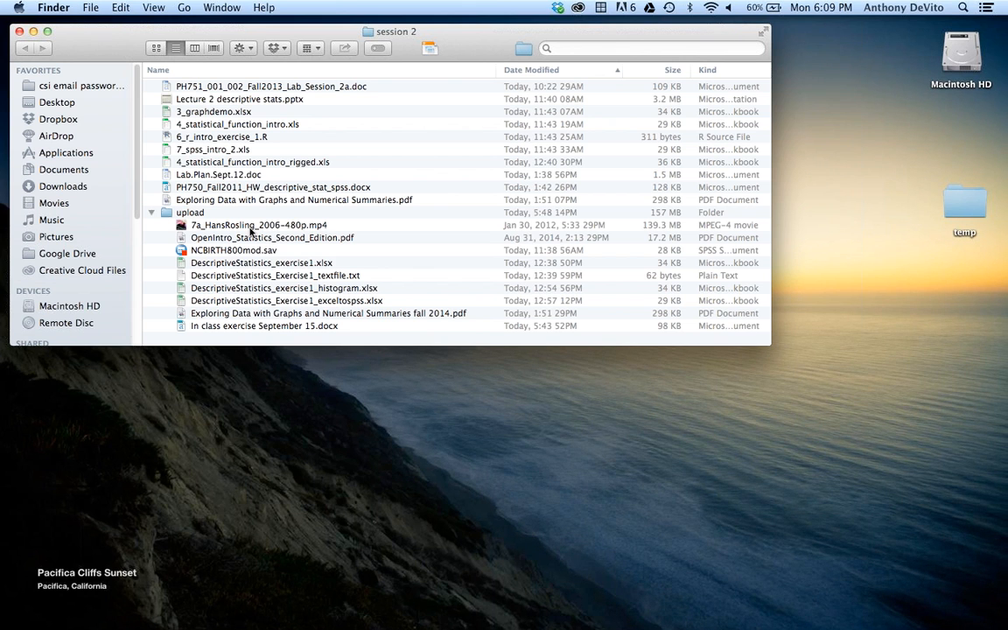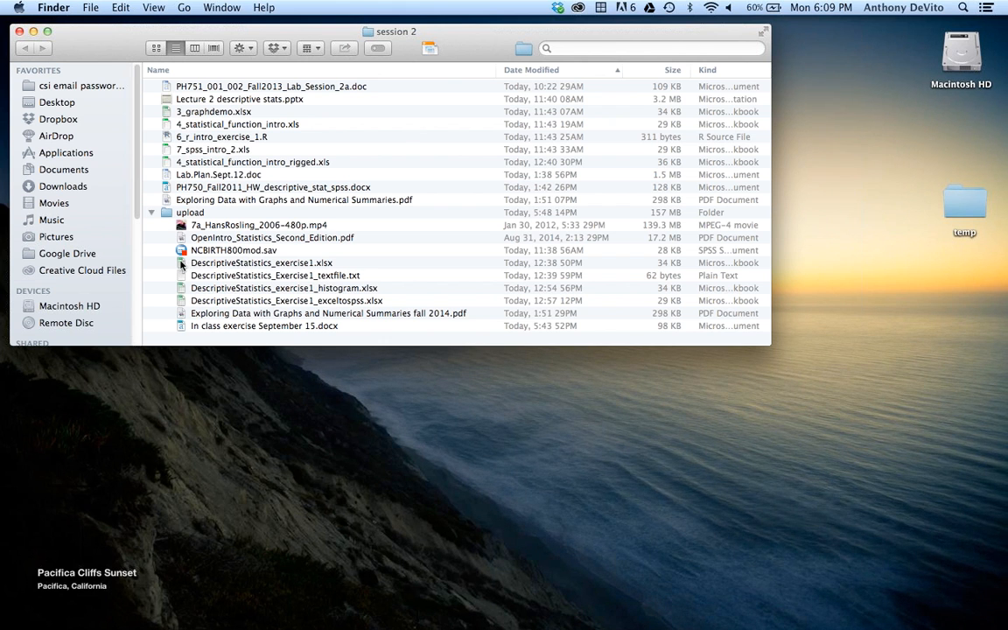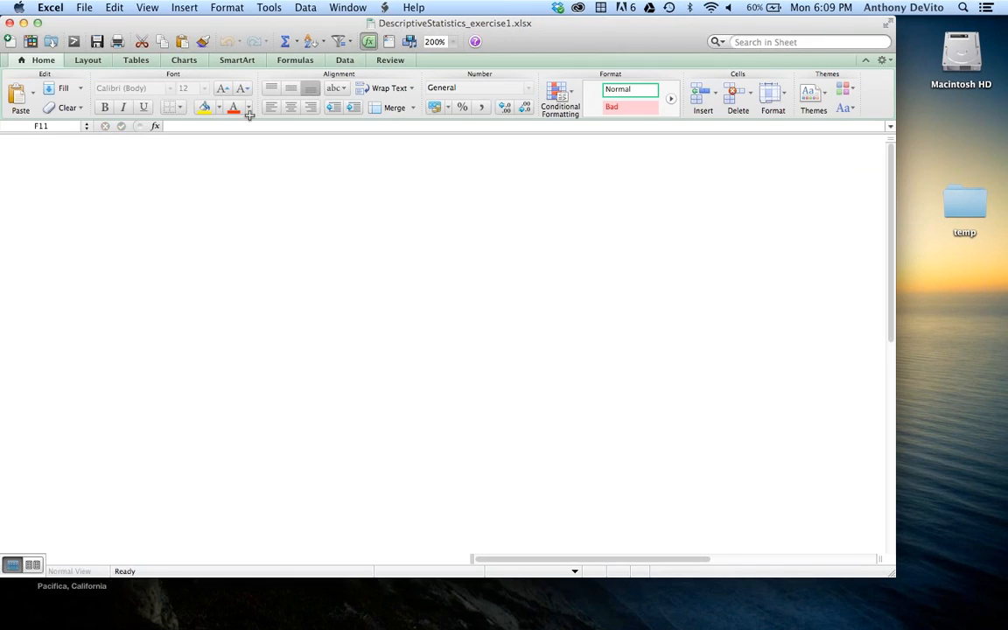Okay, but for the most part tonight, we're going to work with Excel and SPSS, which is a little bit friendlier for most of it. So if you downloaded the files that we had there, I'm going to start with this file called Descriptive Statistics Exercise number 1. It's an Excel file, and I'm going to open that up.